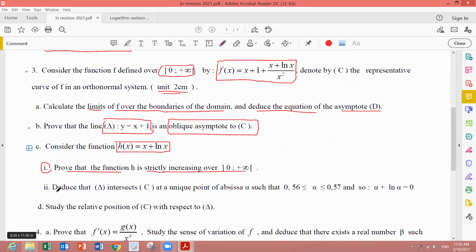Part 2. Deduce that delta intersects C at a unique point with abscissa alpha, alpha is between 0.56 and 0.57, and alpha plus ln alpha equal to 0. Who can tell how to deduce that delta intersects C at a unique point with abscissa alpha?